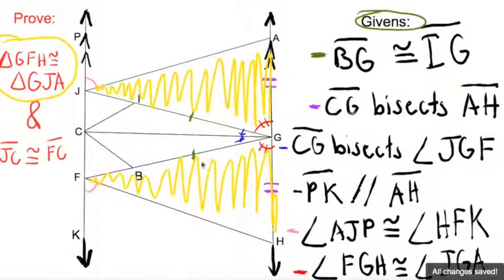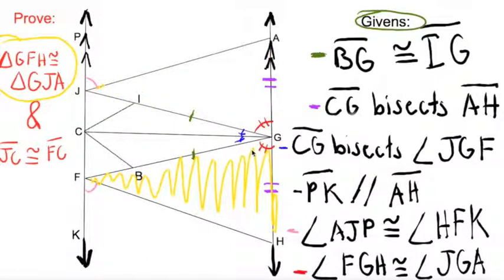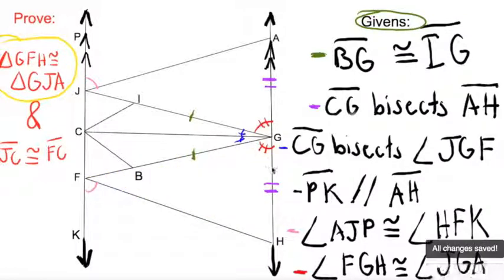So since we know that angle FGH is congruent to angle JGA, that means we already have one angle down for figuring out the congruency for these two larger triangles. We also know that lines HG and AG are the same since CG bisects AH. So since we know both of these, we just need one more angle or side to show congruency.